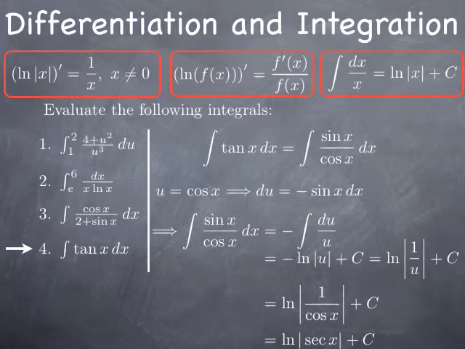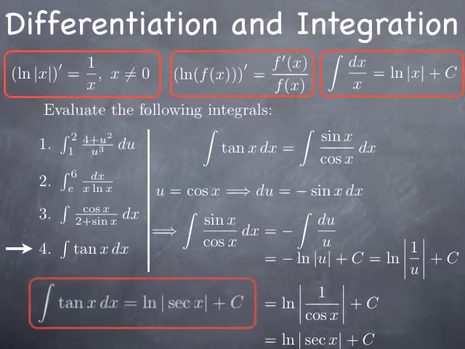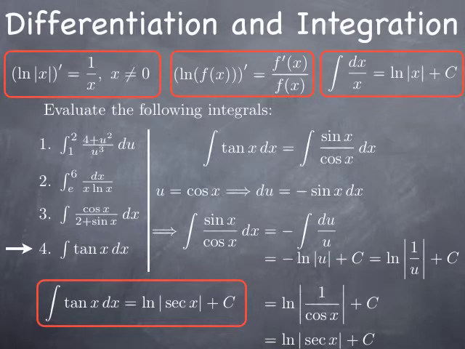Going back to what u was in terms of x, I get natural log of absolute value of 1 over cosine x, but that is absolute value of secant x. So that gives us a formula that the antiderivative of tangent x is given by natural log of absolute value of secant x, and that is of course up to some constant.